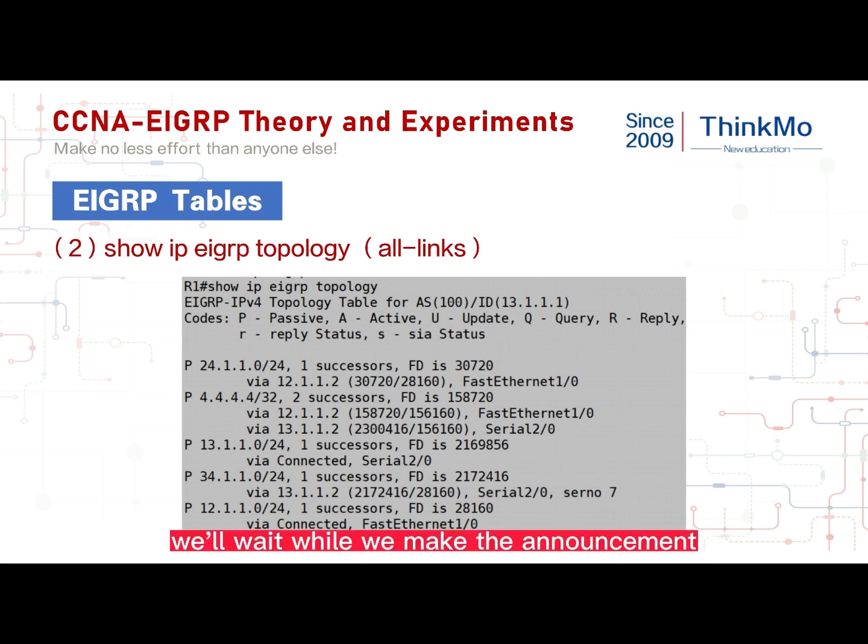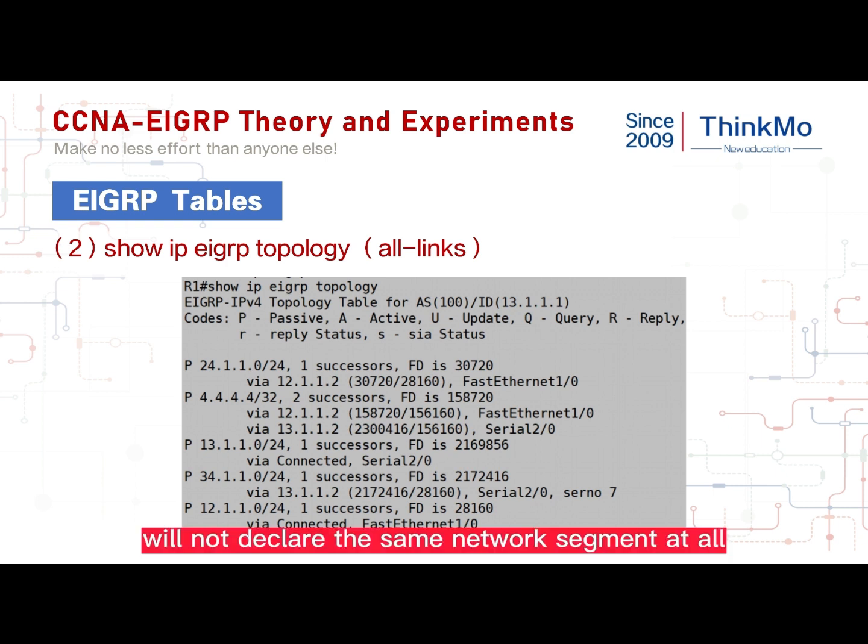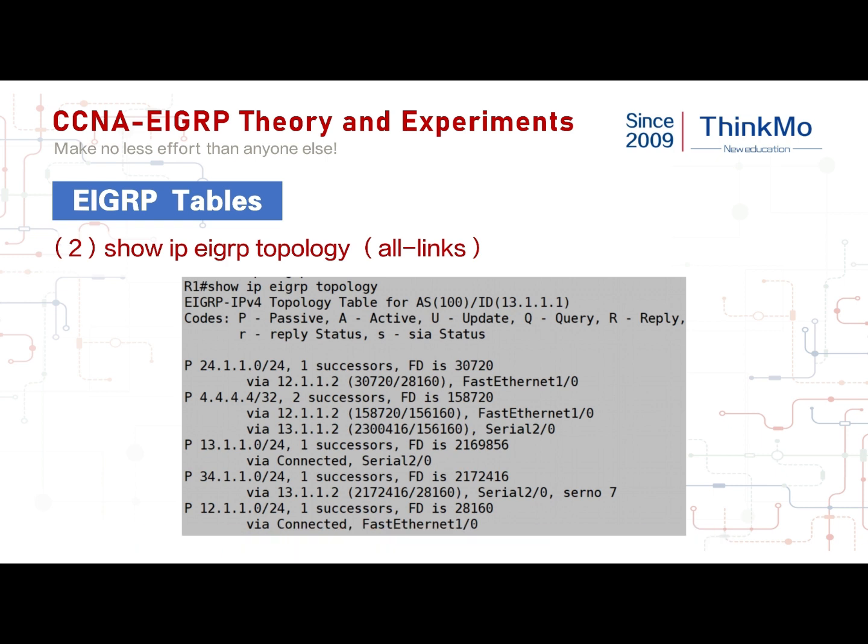We'll wait while we make the announcement. The device needs to declare the directly connected network segment between it and its neighbors. So the device and its neighbor must be connected. Otherwise, they are not in the same network segment, and there is no way they can be built like this. If they cross network segments, the two of them will not declare the same network segment at all, unless they are connected like this. Let's look at this topology table.